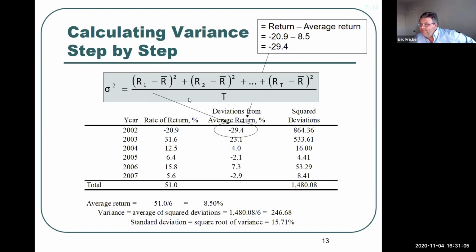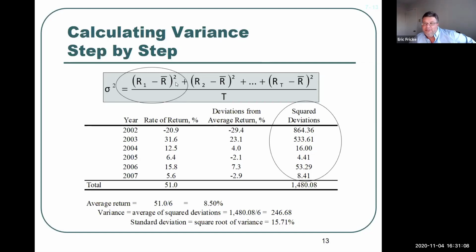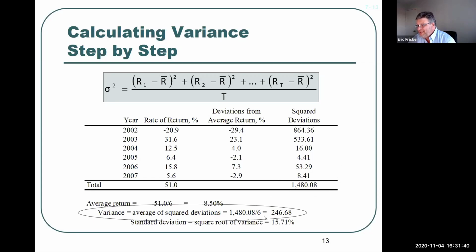And then the next step is to square all those terms, and that's what's done over here. We took that minus 29.4 and we squared it, and we get 864.36. So that represents this whole term right here. And then we basically add up all these squared terms, and we get 1480, right? And then we take that and we divide it by the t in the bottom of this equation, which is the number of observations, or 6, and we get 246. So that's our variance, 246.